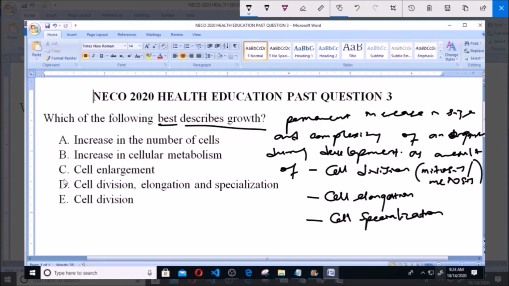And that is option D. So the correct answer to this question is option D. We can describe growth as cell division, elongation and specialization.